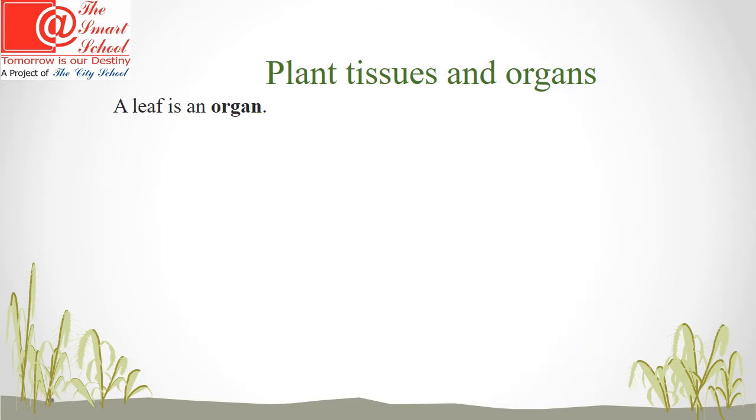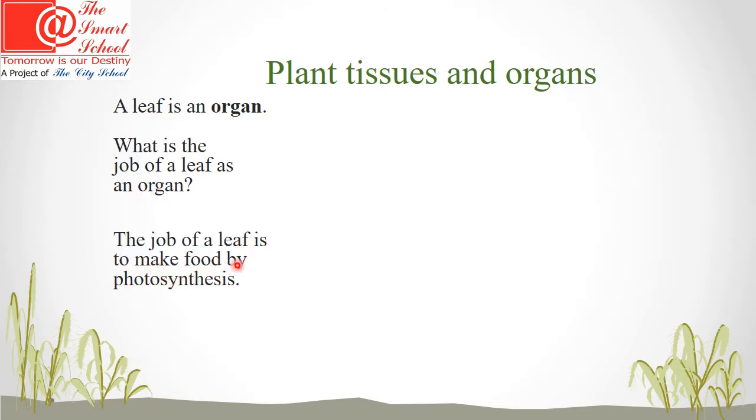A leaf is an example of an organ. All the organs have specific jobs in the body of an organism. So what is the job of a leaf? The job of a leaf as an organ is to make food by a process called photosynthesis.